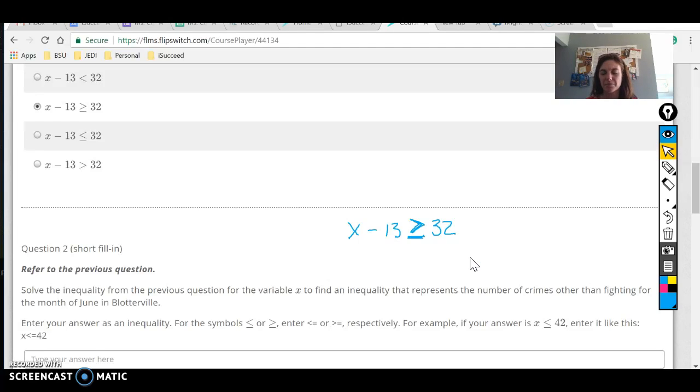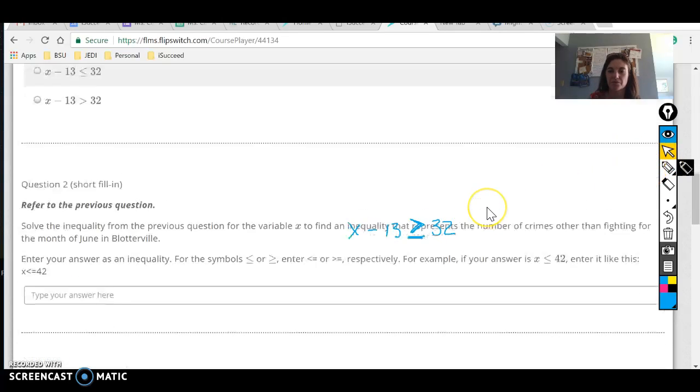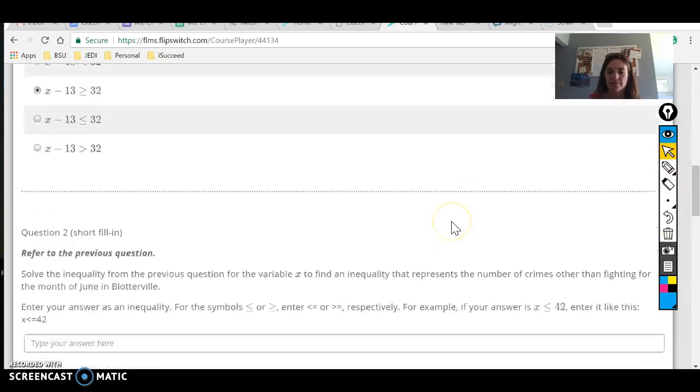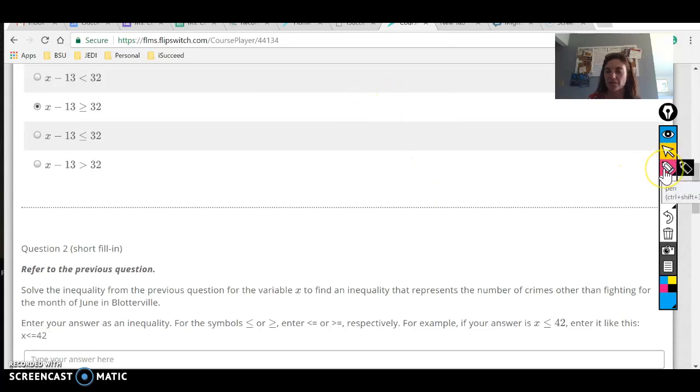Okay, so let's scroll down, and the next question asks us to solve this inequality for X, to find the number of crimes other than fighting for the month of June in Blotterville. In order to solve this inequality, one of the things that I often do is rewrite it. X minus 13 is greater than or equal to 32. I like to take the inequality out, set it over here, and rewrite this with an equal sign. X minus 13 is equal to 32.